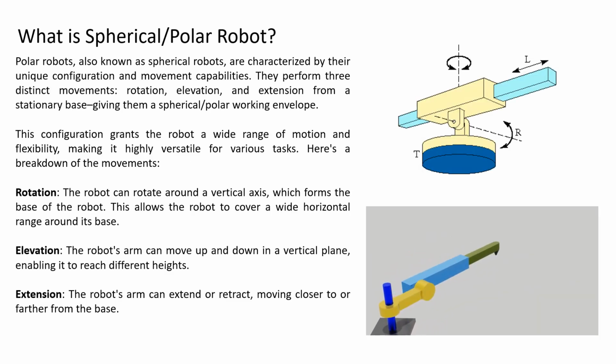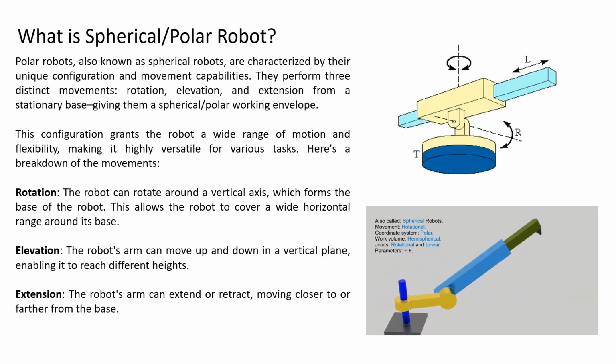Now let's learn about spherical, which is also called a polar configuration of the robot. So let's check it out. Now in the right hand side image, if you closely look, you can see the motions. So are you able to recognize the motions? So L indicates the linear motion, R is the rotational motion, T is the twisting motion.